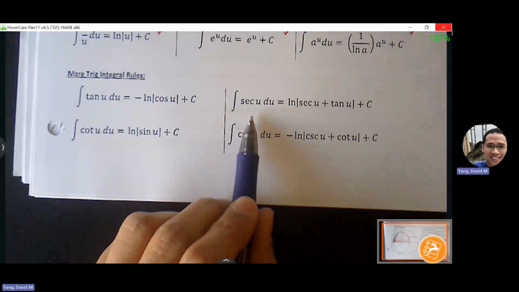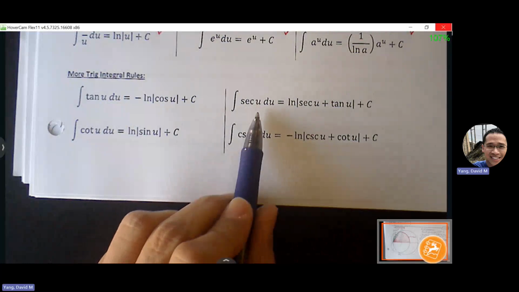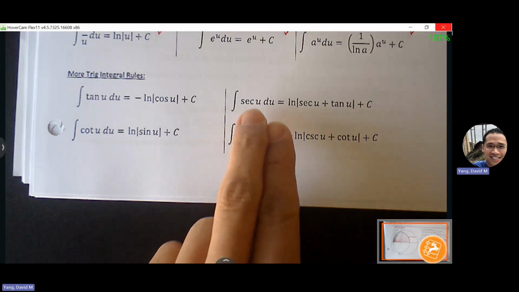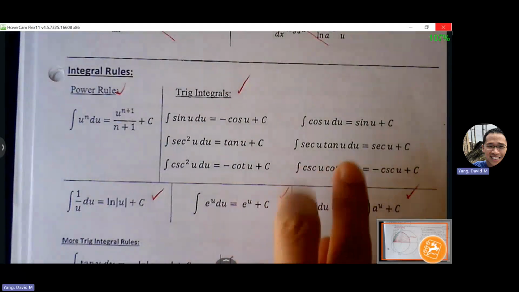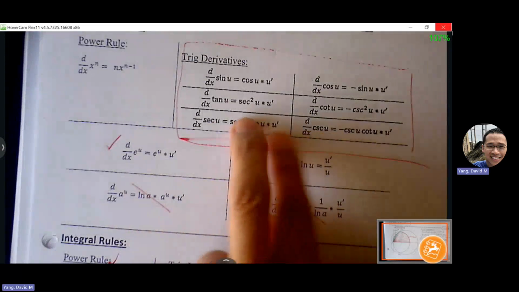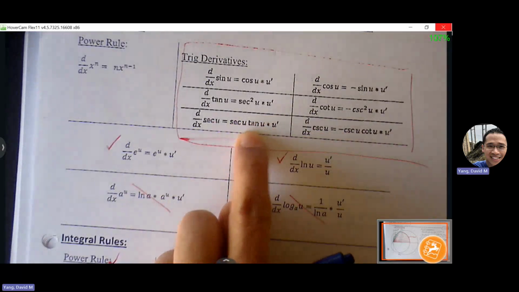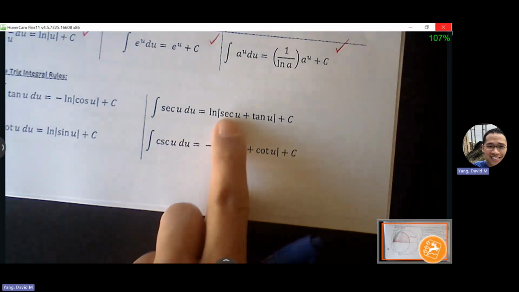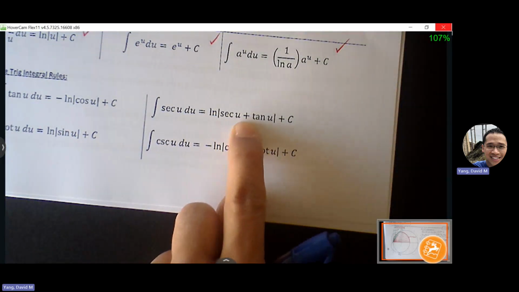Let me start off with this one here. Secant and cosecant both involve natural log. The way I remember it is, I know that secant's derivative has secant tangent in it. That helps me remember that secant tangent is going to show up, but it's going to feel a little bit different because it has natural log. So I just know I'm going to put a plus between them and separate it that way. I know there's natural log involved. It's not going to be secant tangent, it's going to be secant plus tangent.